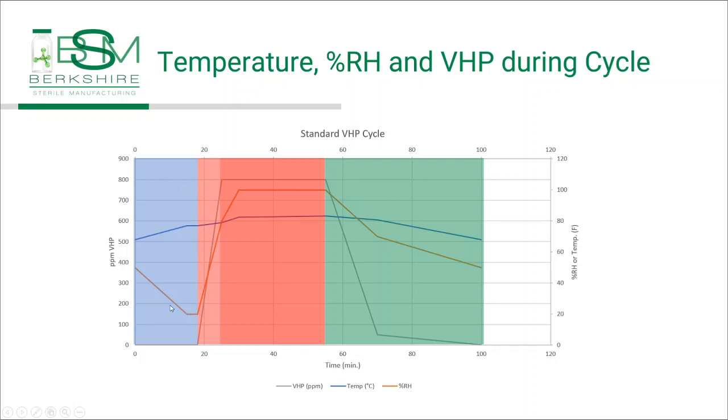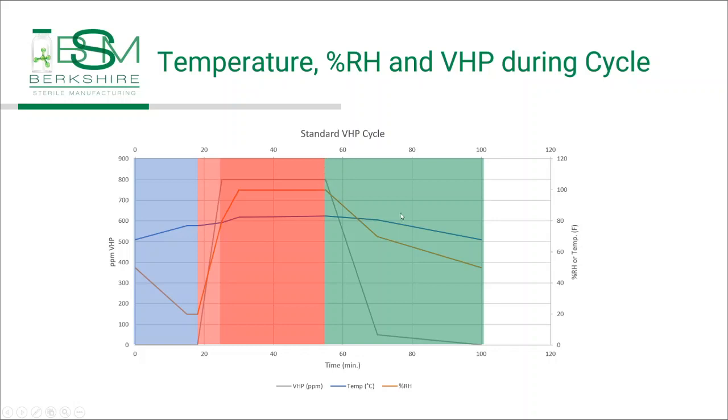Once the temperature and humidity are maintained at the preset levels for a period of time, it will start the conditioning phase where the VHP is pumped into the chamber and the VHP levels increase very rapidly, and also the humidity levels increase very rapidly. Then once you've achieved the set point level, in this case it's 800 ppm, you pretty much plateau and hold that level of VHP and a very high level of humidity for a set period of time.